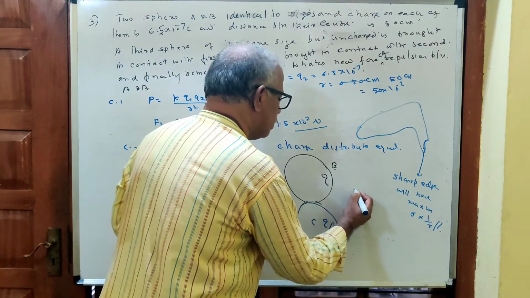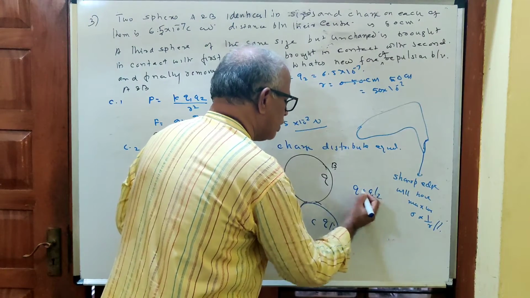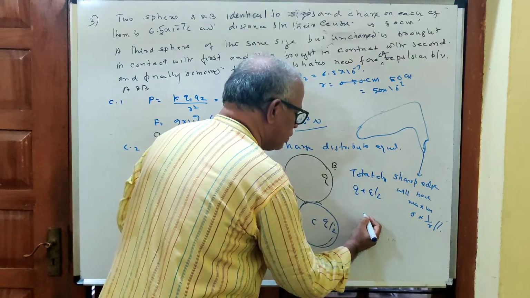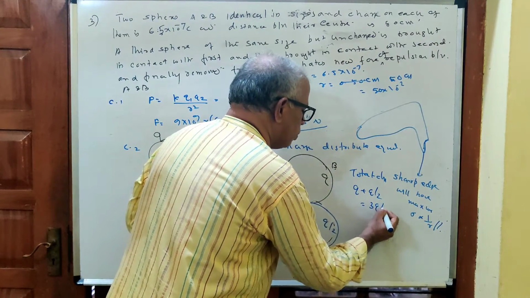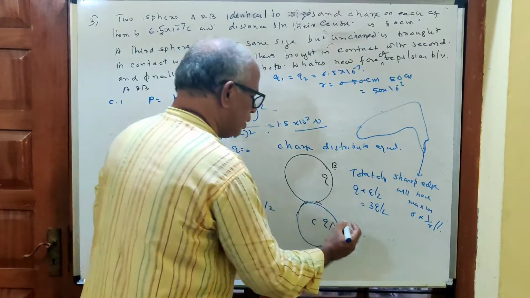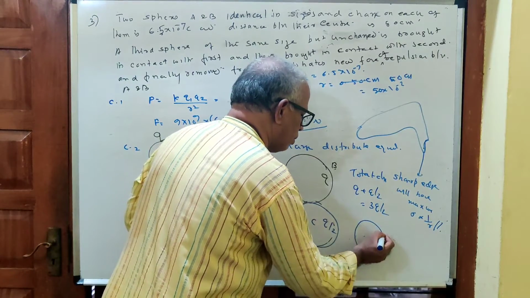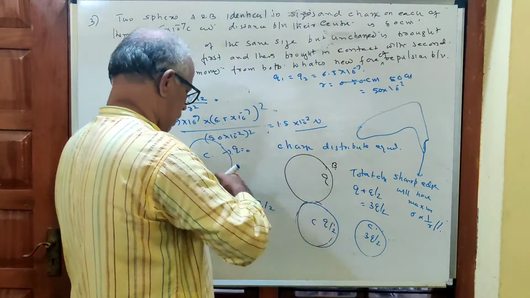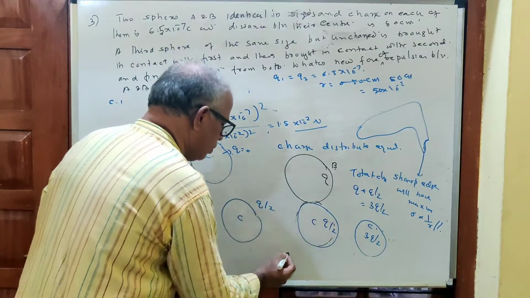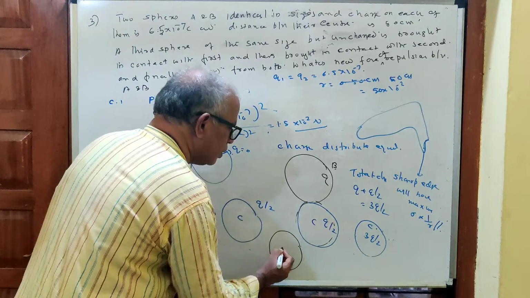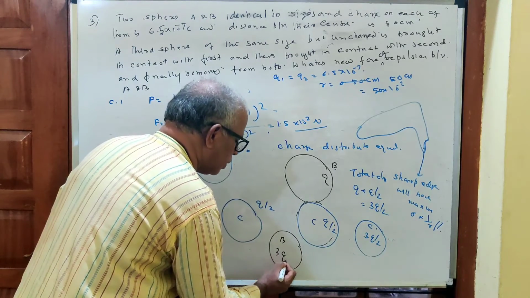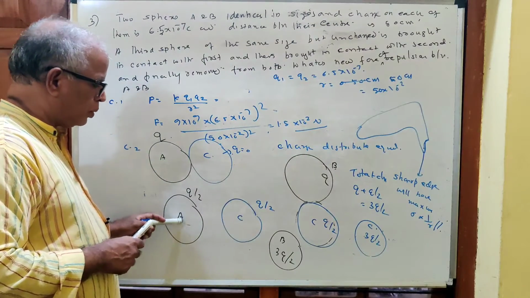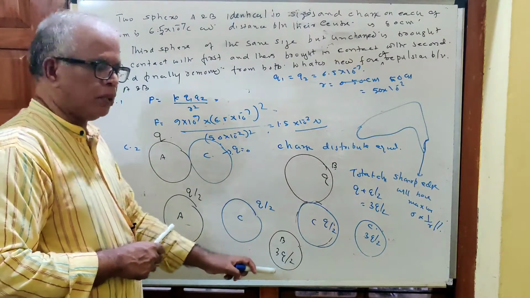What is the total charge? Q plus Q by 2, that is 3Q by 2. It will be equally distributed, so C will have 3Q by 4 charge and B will have 3Q by 4 charge. So A has charge Q by 2, B has charge 3Q by 4.